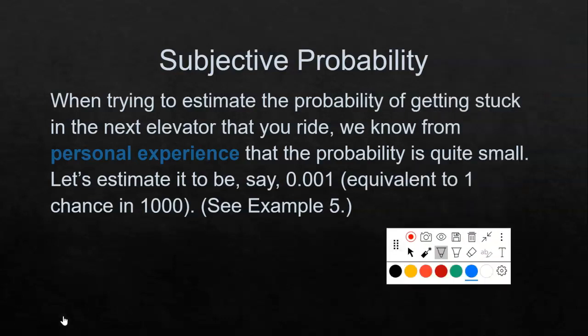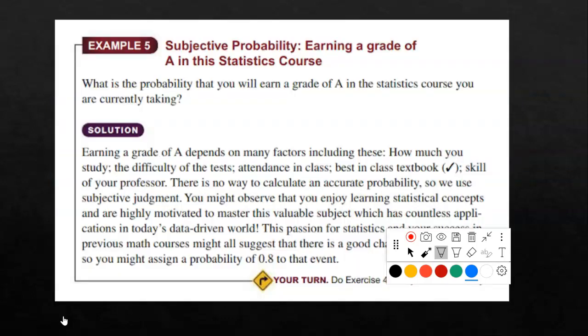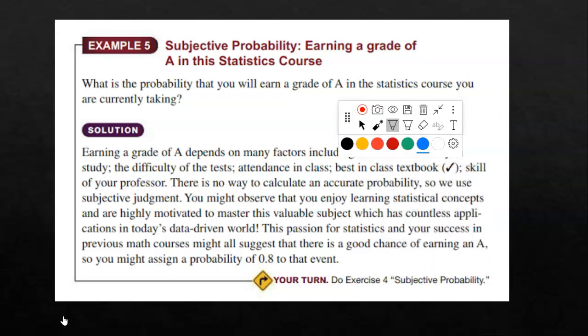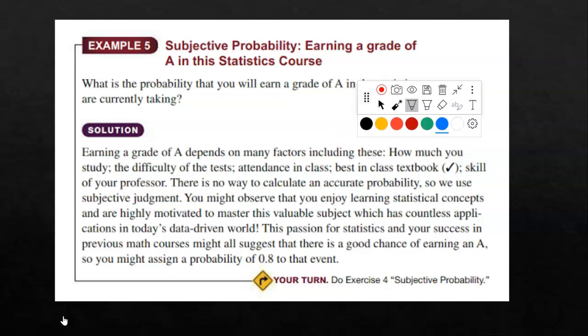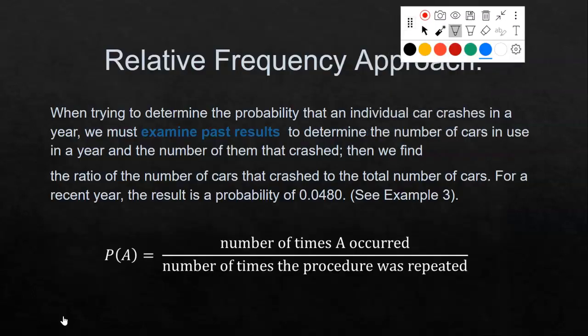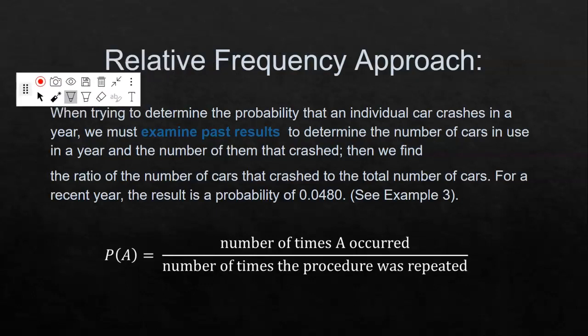Subjective probability is personal experience. So you'd be like, oh man, I'm probably going to ace this test because I always do. That's not the kind of probability that we will be using in this class. So what's the probability you're going to earn an A in this statistics course? Well, it depends on all kinds of things, but depending on your experience, you might give a probability to what you think is going to happen to you based off of your own experience.